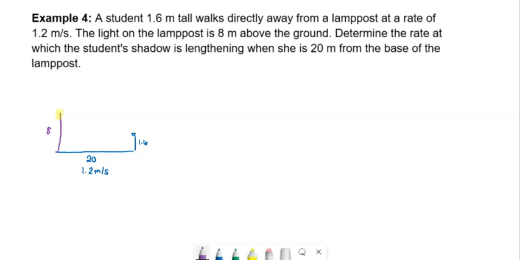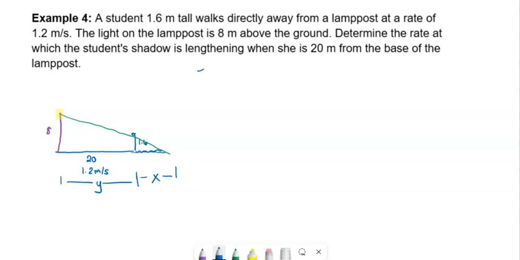Determine the rate at which the student's shadow is lengthening when they are 20 meters away from the base of the lamppost. Okay, so a shadow is made, making this similar triangle, and there's the guy's shadow there. Okay, so we have a set of similar triangles, and we have some knowns and some unknowns. So I'm going to call this distance from the lamppost to the person y, and then the length of the shadow x.